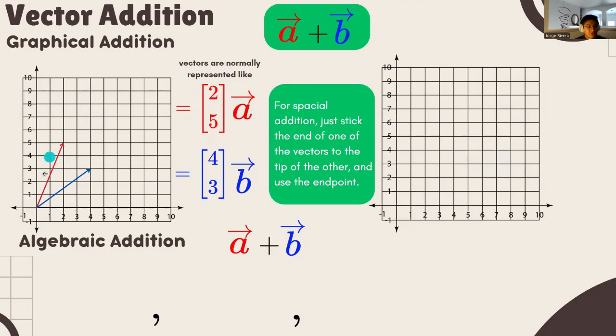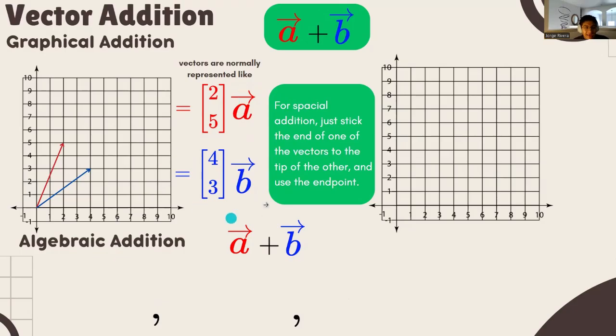So we can see that the red vector goes to the right 2, right? And so then we put 2 up here. And below it, we can see that the red vector goes up 5, 1, 2, 3, 4, 5, and that's how we can see that the number down below is 5, right? This is just how we represent vectors, if we want to classify them, if we want to call them things. We just put a little arrow on them. And we did the same thing with the blue vector, right? It goes to the right 4 and it goes up 3, right?